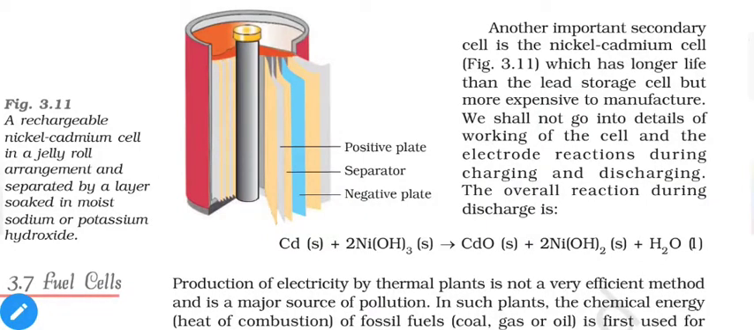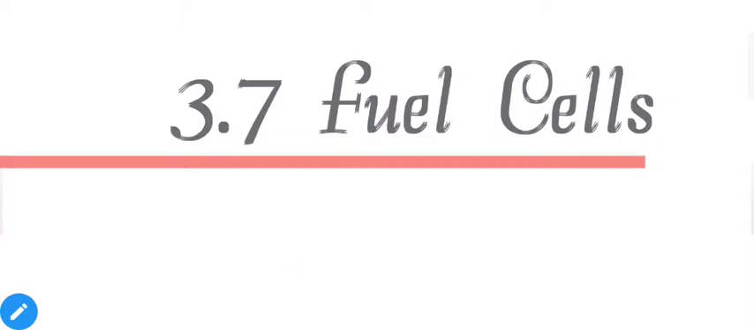So we are not going to go into details of this cell's functions or reactions, but the overall discharge reaction is as mentioned: Cd solid with Ni(OH)3 gives CdO and Ni(OH)2 with water. So this cell has multiple different types of plates separated with a separator, and they give us comparatively good life and rechargeable times. Then our next point is fuel cells.